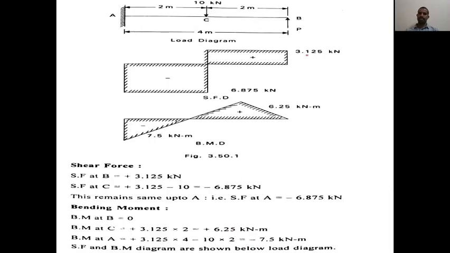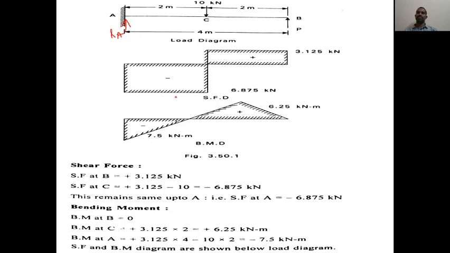So like this we have to calculate the prop reaction, and then by applying vertical equilibrium, the total vertical loads in a beam must be equal to 0. Let us say one reaction RA is acting over here. RA plus P is equal to 10 from vertical equilibrium. That means RA is equal to 10 minus 3.125.